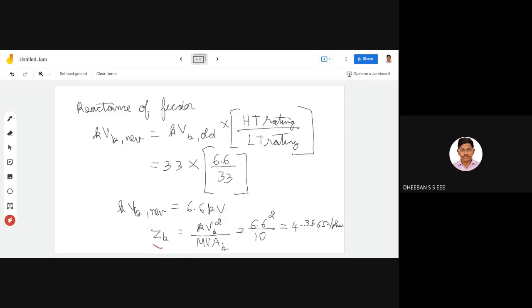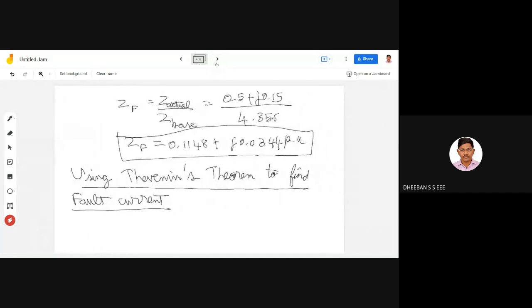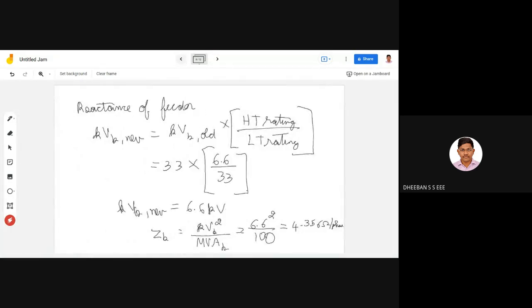For finding the reactance, it is nothing but actual by base. So for this, you have to first find the base value. So base is nothing but 6.6 whole square, and over here it will be 100. So this square divided by 100 we'll be getting, and up to this we have seen in the last lecture.